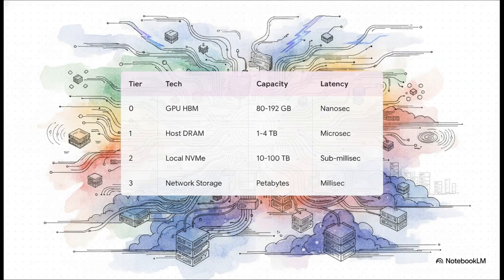Taking a look at this breakdown, you can really see how capacity scales up and latency slows way down as we move from Tier 0 out to Tier 3. And here's the kicker with AI workloads. They expose every single one of these tiers simultaneously. That places incredibly distinct and often totally conflicting demands on each layer. Let's actually walk through each of these tiers to see exactly what role they play in the AI data lifecycle.